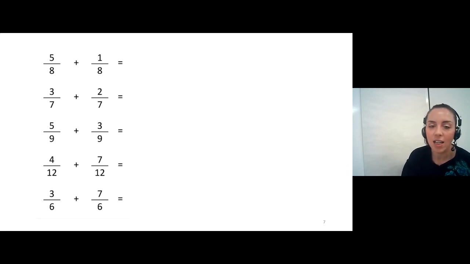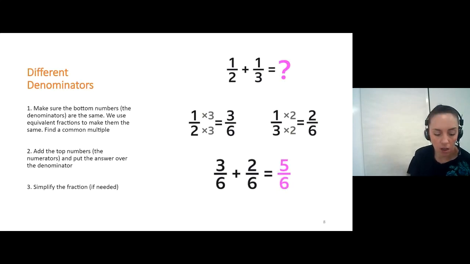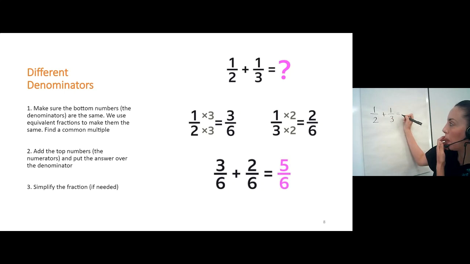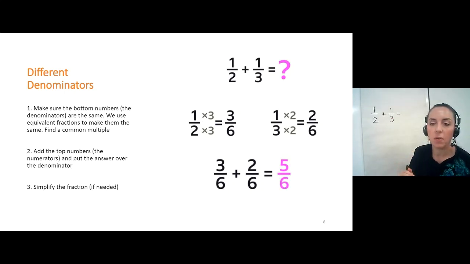Right, we're going to move on to slide 8 now, which is different denominators. So we've got an example on the screen of a fraction to add with different denominators. We're on slide 8, and the example is 1/2 plus 1/3. So if we use the 3 steps that we went through in the beginning, step 1 is to make sure the bottom numbers, the denominators, are the same. In this case, they're not.